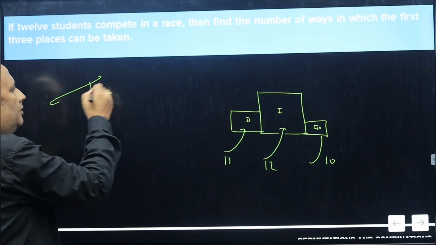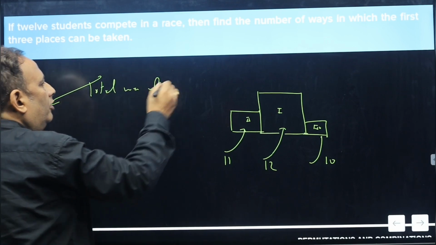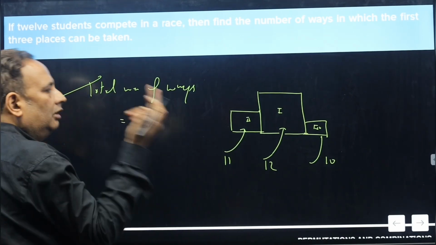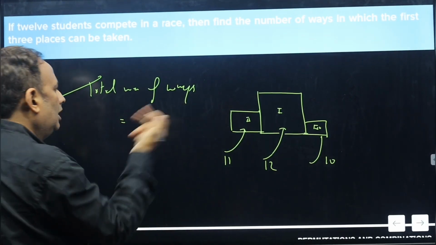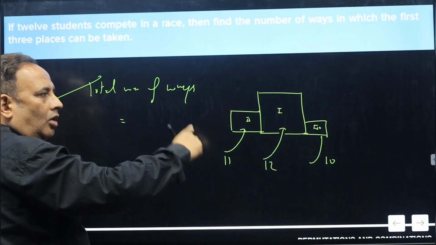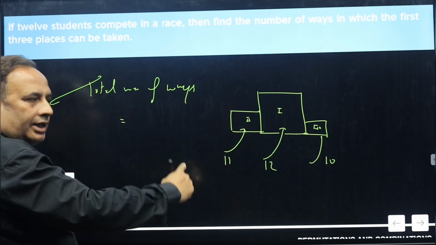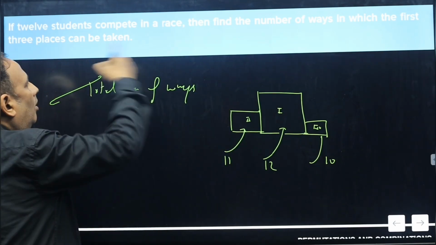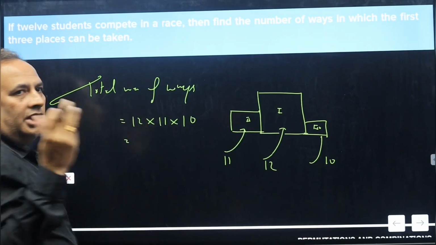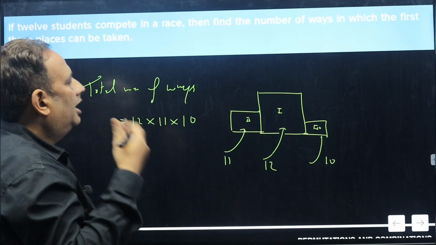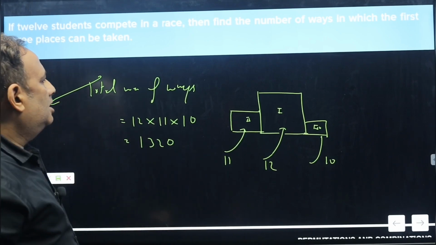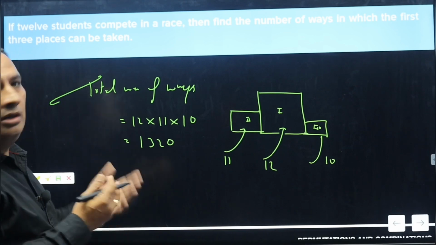So for the total number of ways, you can think about whether we have to use the addition rule or the multiplication rule. The first position and the second position and the third position are filled by these 12 students. So 12 into 11 into 10. Whenever the word is "and", we have to go this way. So 1320. In this way we can solve it.